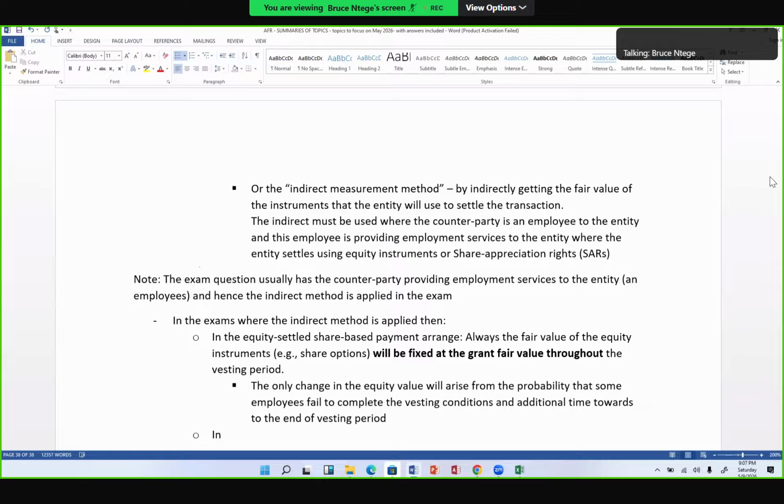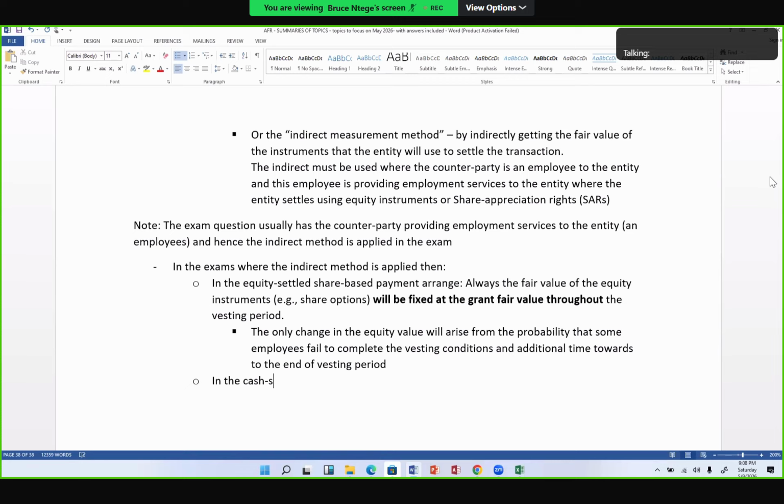Okay. Otherwise, if I'm dealing with a cash settled share-based payment arrangement, usually those are share appreciation rights. In this particular case, we shall say that we shall always remeasure that liability at each year end, and that liability in the form of the share appreciation rights, the change in the liability shall be taken to the P&L. Here, always.